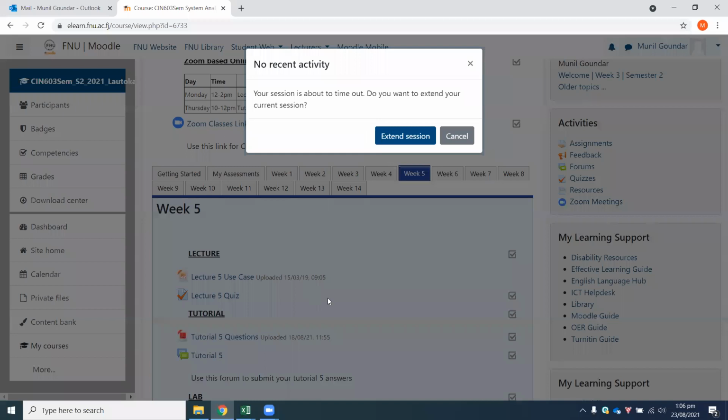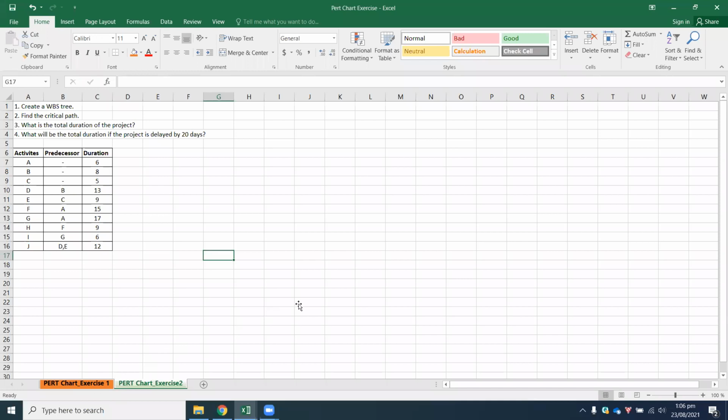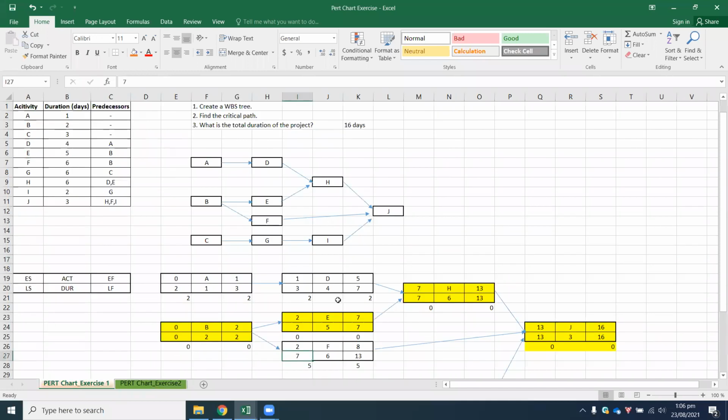Now, next up is on PERT charts. Last week in our lab class, we had worked on one of the PERT charts, whereby first of all, we created a work breakdown structure tree, which resulted in something like this. This is your WBS, by the way. Based on your WBS, you will create your work breakdown structure tree, and from your tree, you have to go and create a PERT chart to find the critical path.